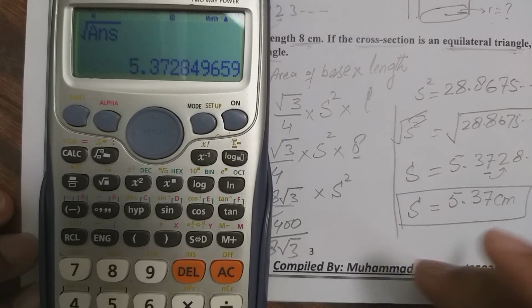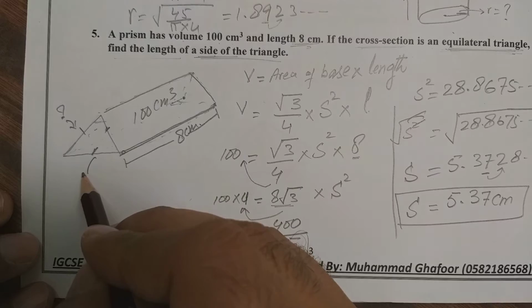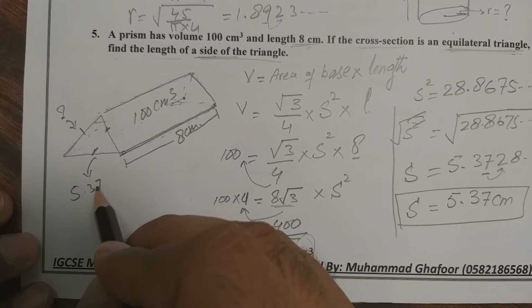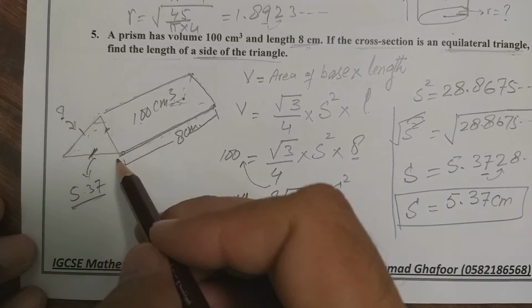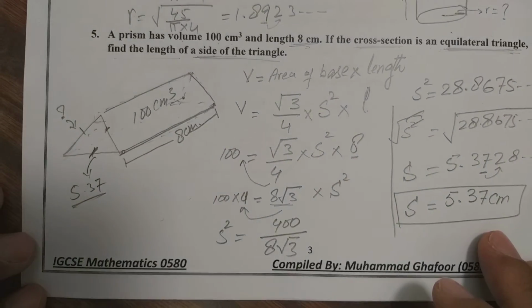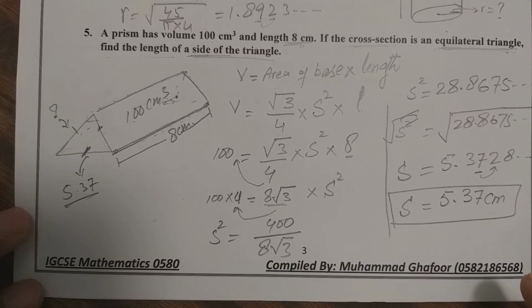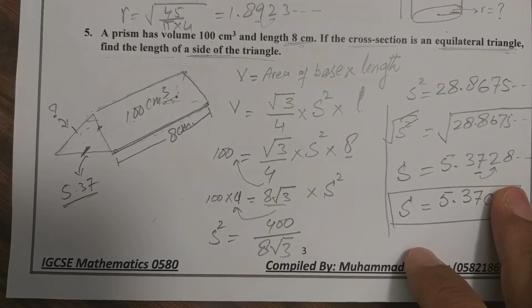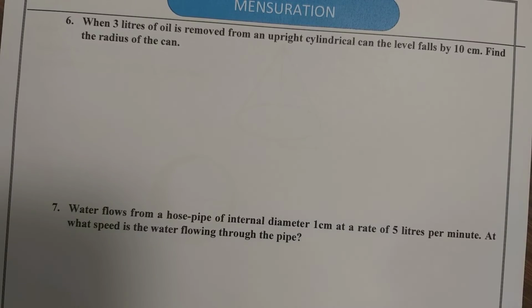So one side of this equilateral triangle is 5.37. So this is one side. We need to find the side, and because it is an equilateral triangle, all sides are equal for this question. Okay, now let's see the next question on the next page.